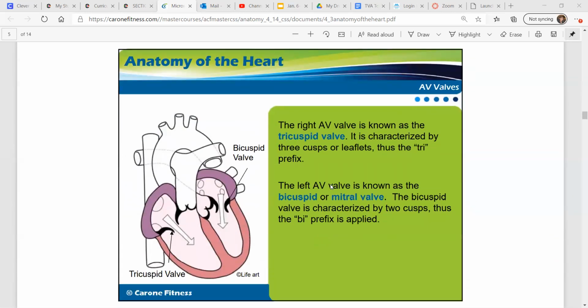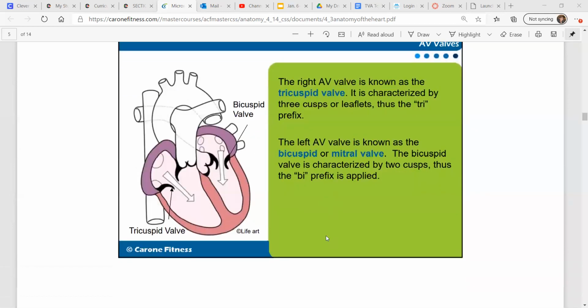The right AV valve is known as the tricuspid valve. It is characterized by three cusps or leaflets, thus the tri prefix. The left AV valve is known as the bicuspid or mitral valve. The bicuspid valve is characterized by two cusps, thus the bi prefix is applied. So tri for three, bi for two. You can see that here.